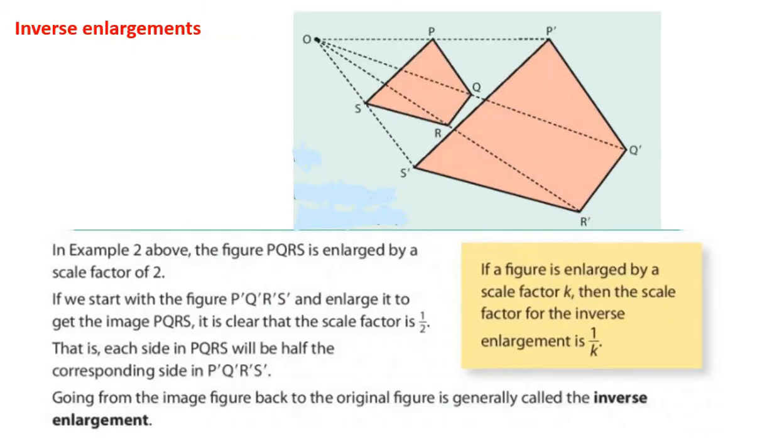So, inverse enlargements. If we know that the figure PQRS is enlarged by a scale factor of 2, then if we take P', Q', R', S' and enlarge it to get PQRS, the scale factor is a half. So it's the inverse of the scale factor going the other way. So to go from the small shape to the big shape, we multiply by 2. And to go from the big shape to the small shape, we turn that 2 upside down and make it 1 over 2. So it's called an inverse enlargement. Going from the image back to the original is called the inverse.